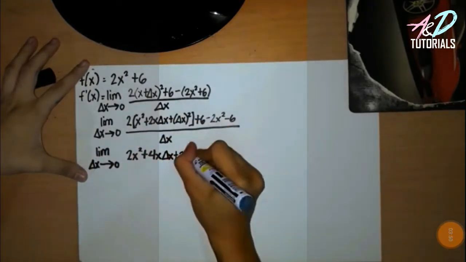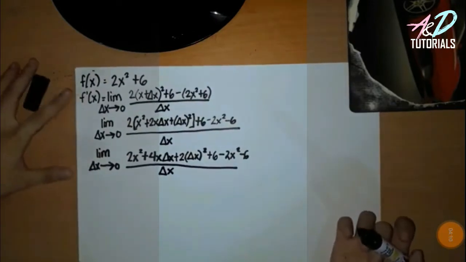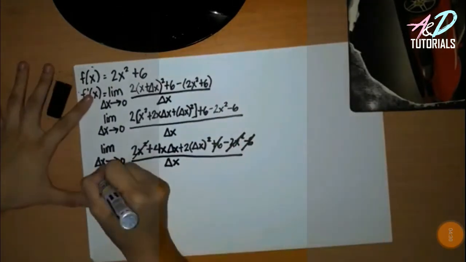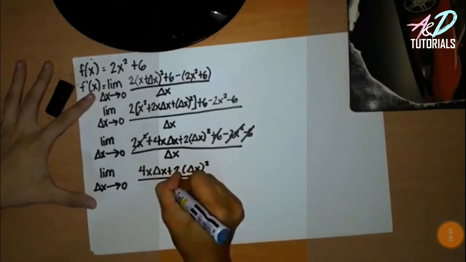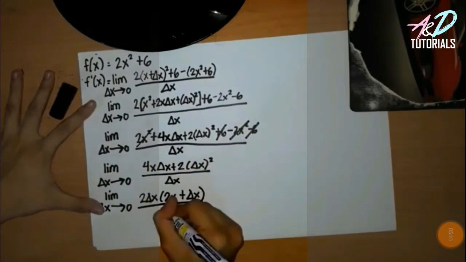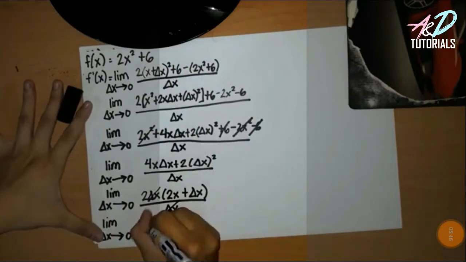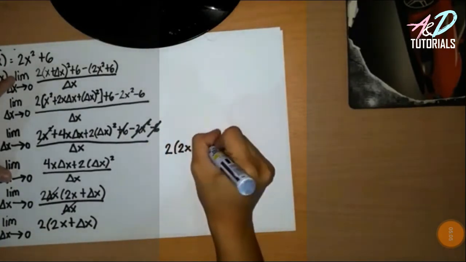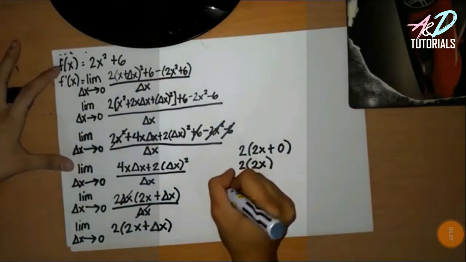Then we distribute the values. Cancel out 2x squared and 6. Simplify. We factor out 2 delta x and cancel delta x. We substitute 0 to delta x. We once again distribute, giving us the derivative 4x.